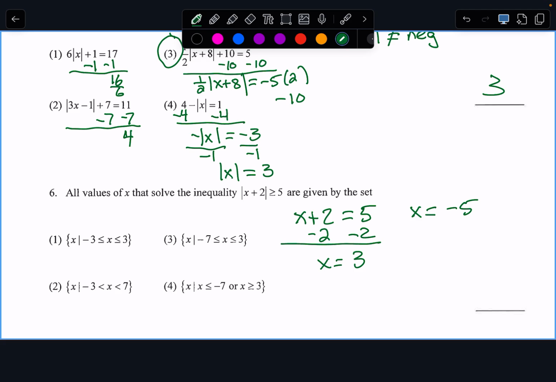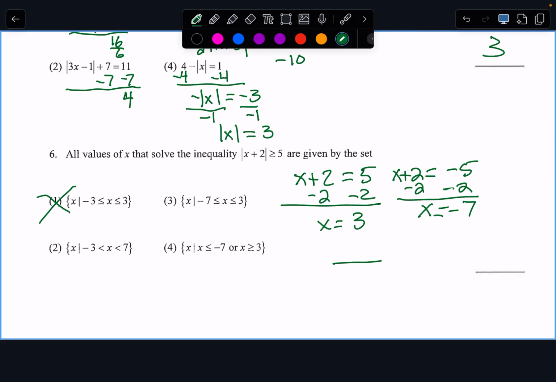Right? I forgot the plus 2. X plus 2. Subtract 2, subtract 2. X is equal to negative 7. So all of them, except for this one, right?